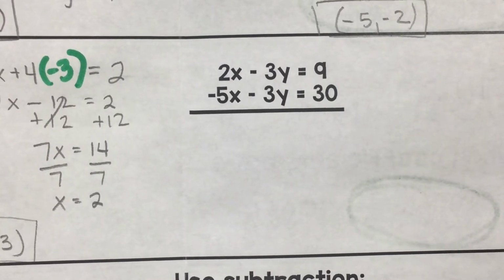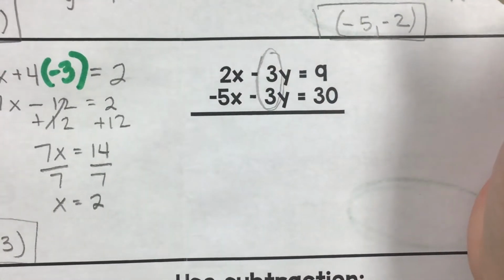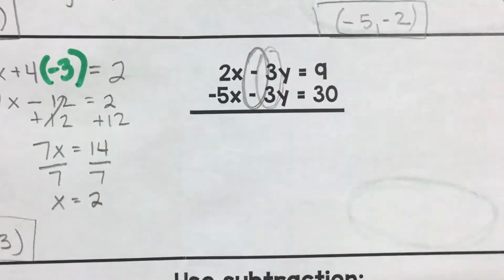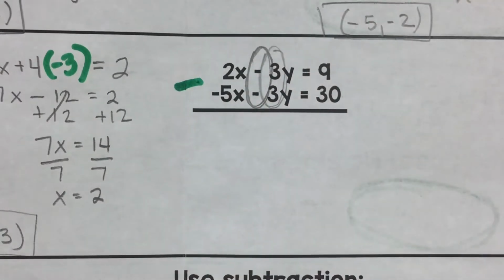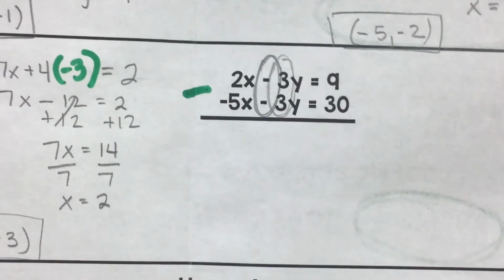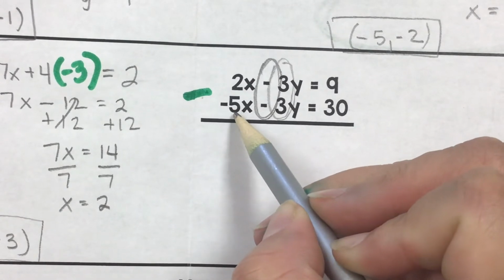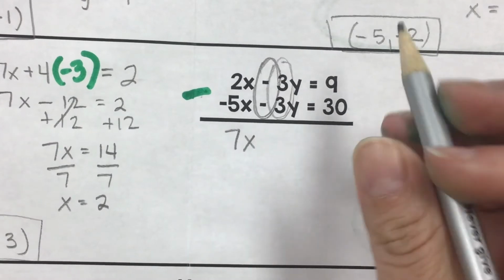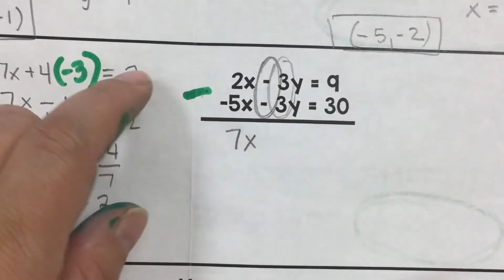Okay, so we're looking for the same coefficient first. Once we find the same coefficient, we're looking at the signs in front of them. If they're the same, you subtract. Same, subtract. Same, subtract. 2 minus a negative 5 is a 7x. Negative 3 minus a negative 3.